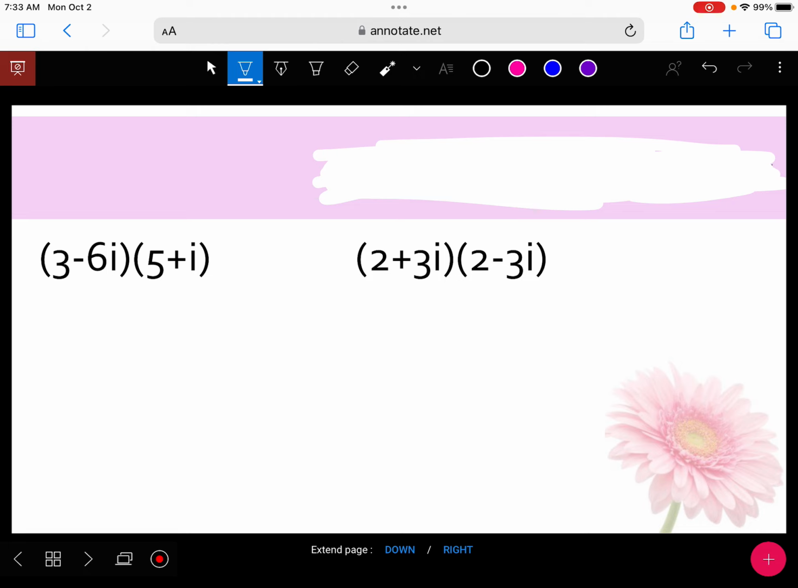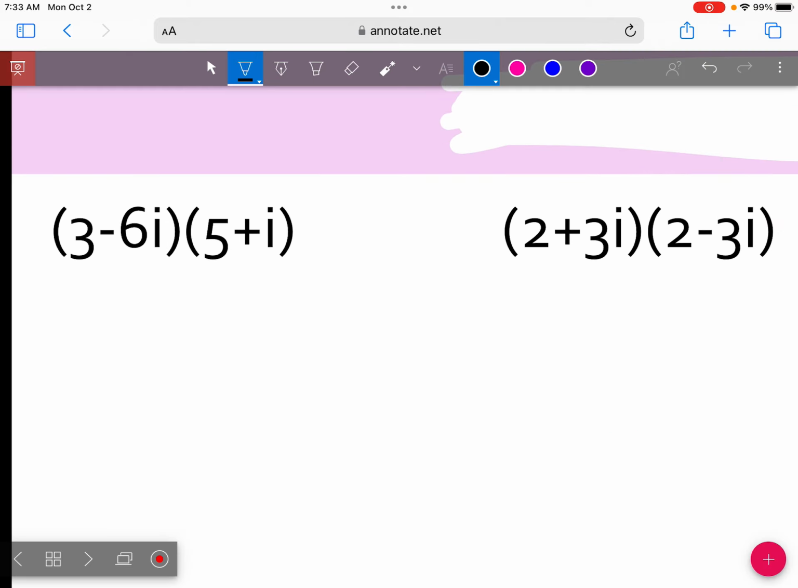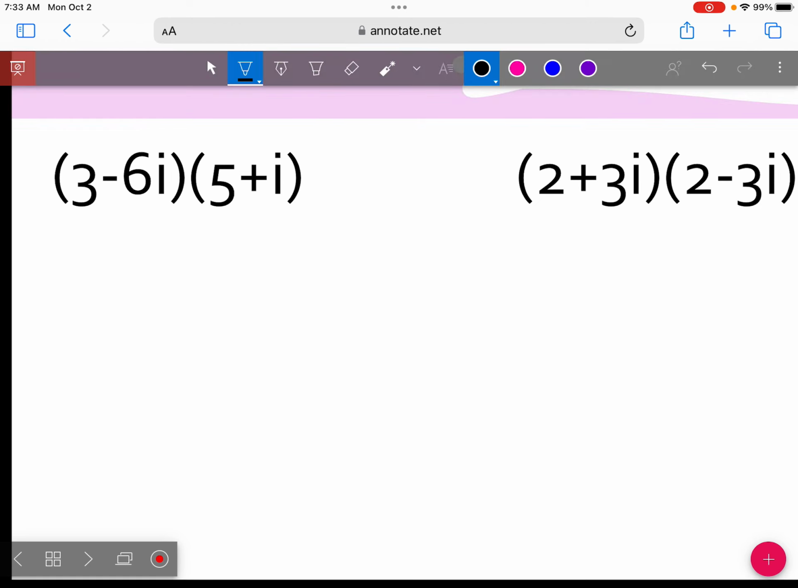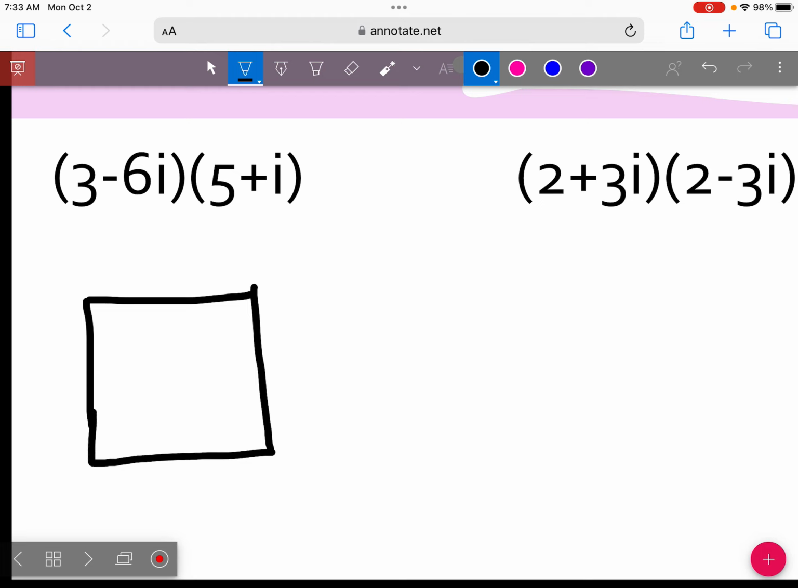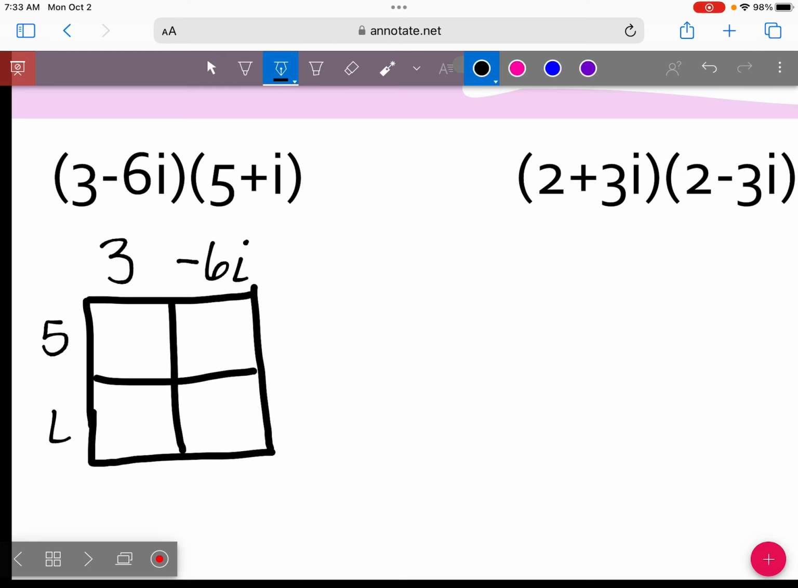Okay? And you have a couple of options when you're coming to multiply these things. You can distribute it or you can box it, and I don't care. I will do one of each, just so that we see both. Okay, so I will do the left one with a box, because y'all seemed really comfortable with the box on the first one. So I'm going to take my 3 minus 6i times 5 plus i. And we are going to multiply in.